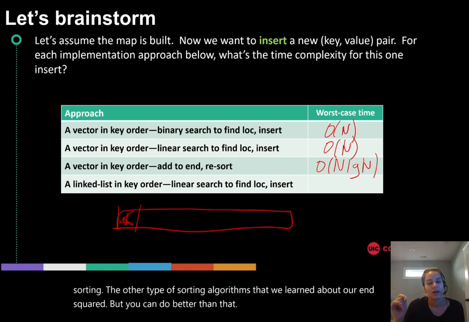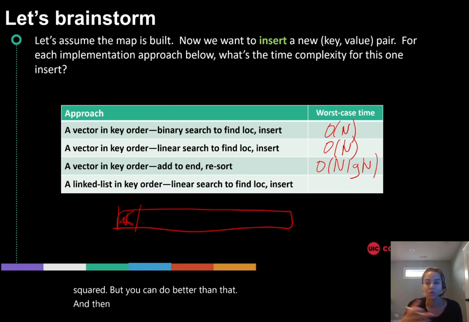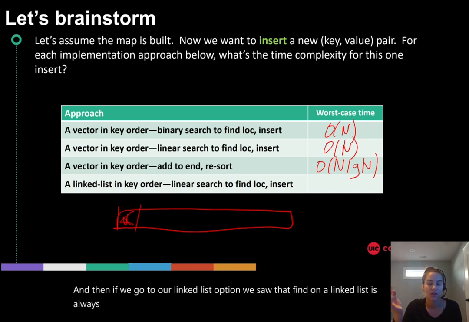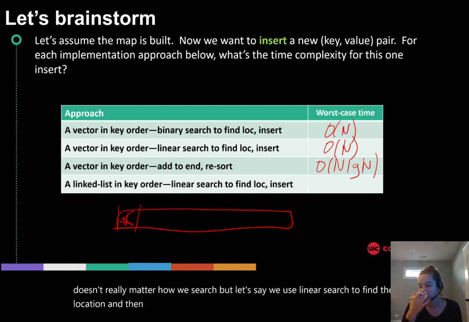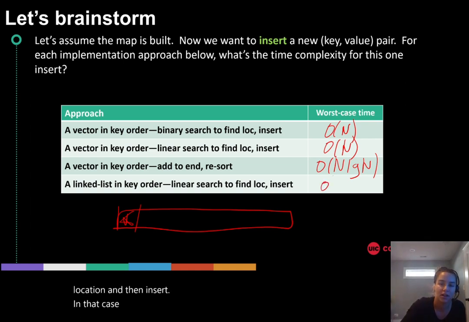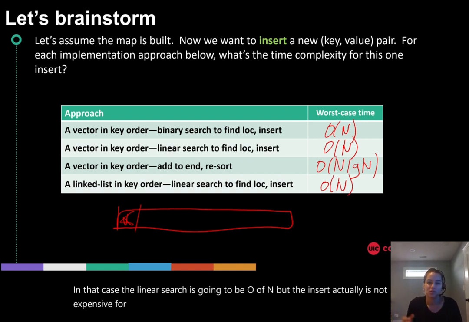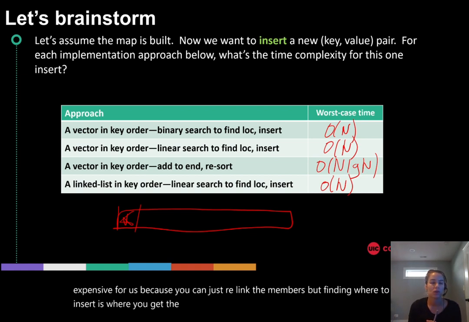And then if we go to our linked list option, we saw that find on a linked list is always O of n, regardless of whether you use linear search or binary search. So it doesn't really matter how we search, but let's say we use linear search to find the location and then insert. In that case, the linear search is going to be O of n, but the insert actually is not expensive for us because you can just relink the members. But finding where to insert is where you get the O of n complexity.